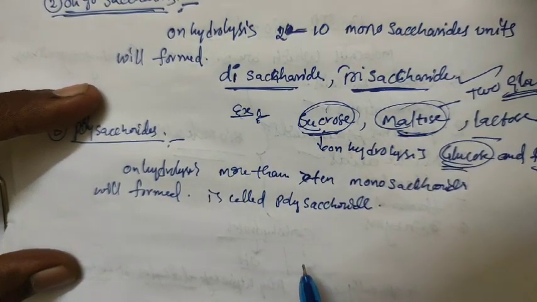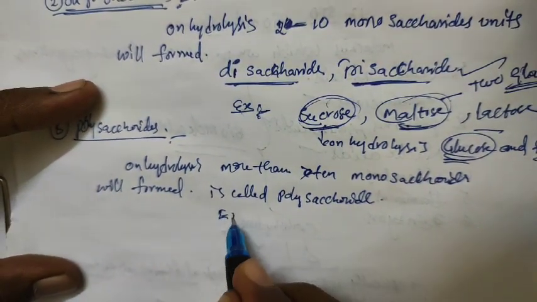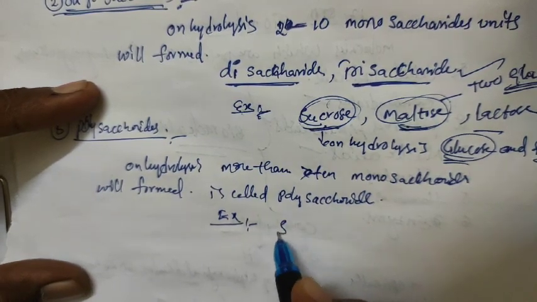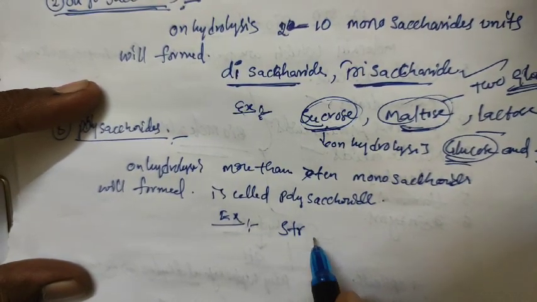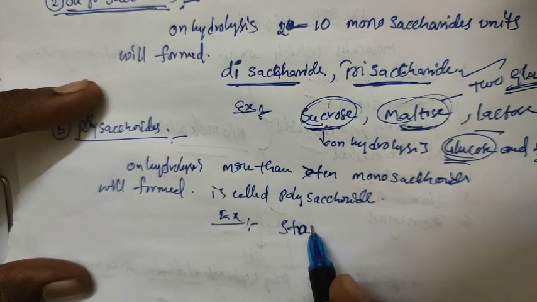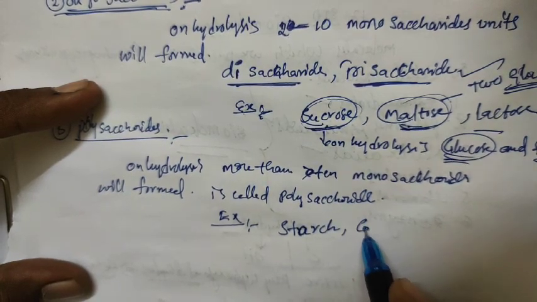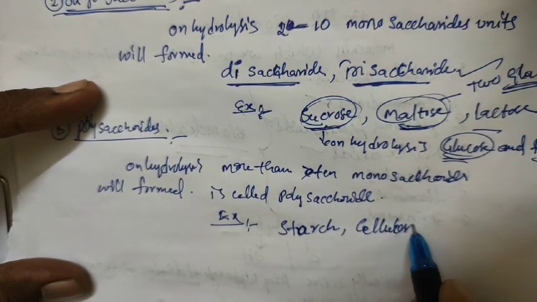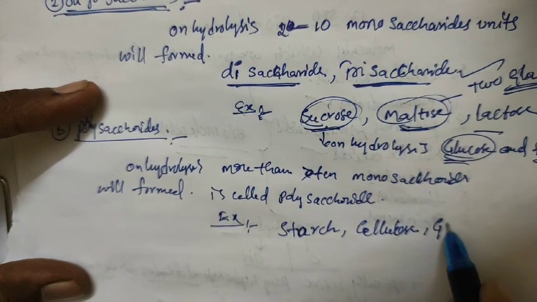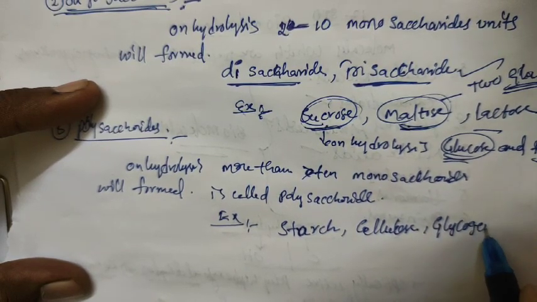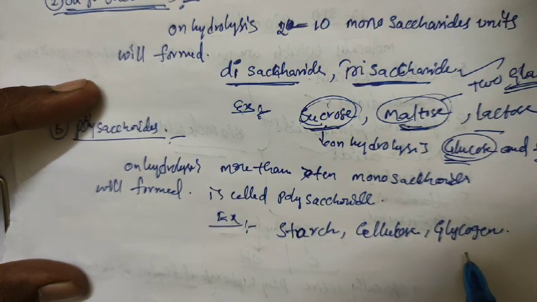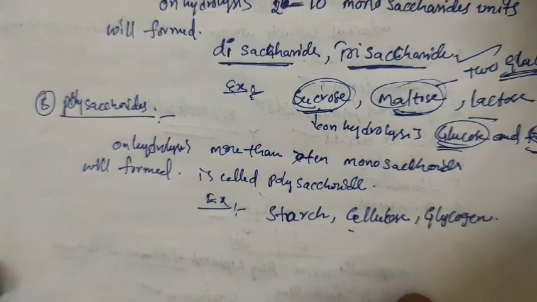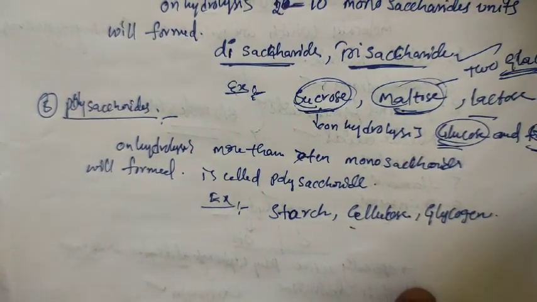Polysaccharides. Example of polysaccharide? Starch, cellulose and glycogen. Starch, cellulose, glycogen. These three are examples of polysaccharides.